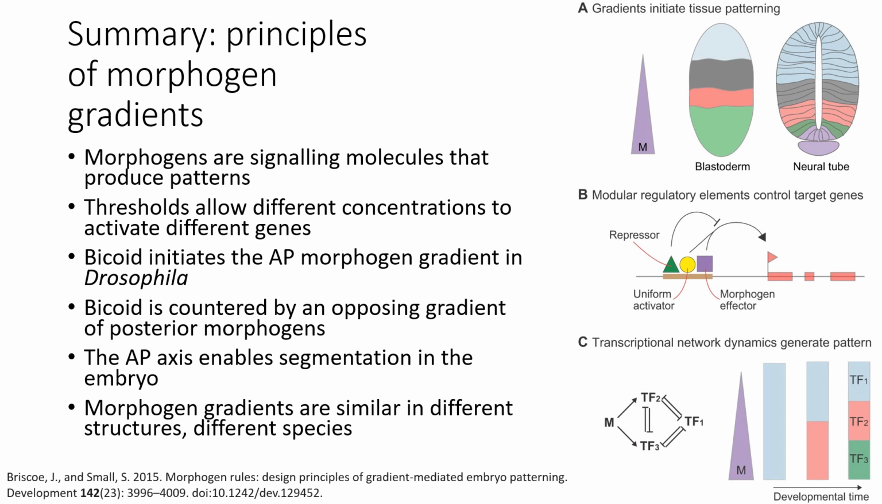We also looked at how thresholds are important for enabling morphogens to activate different genes at different concentration levels. We saw that in Drosophila, the anterior-posterior axis is determined by a gradient of the protein called Bicoid, which originates from the anterior, and it's opposed by a similar gradient originating from the posterior. This anterior-posterior axis is important for the development of segments later on, which will go on to influence the entire body plan of the fly. And finally, we saw how axis formation in the fly embryos is very similar to that of neural tubes in vertebrates.